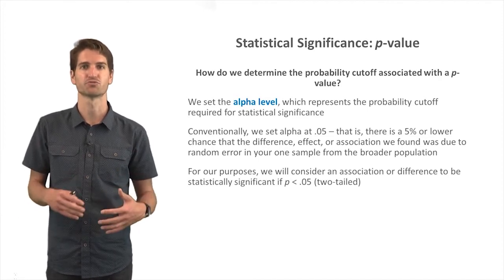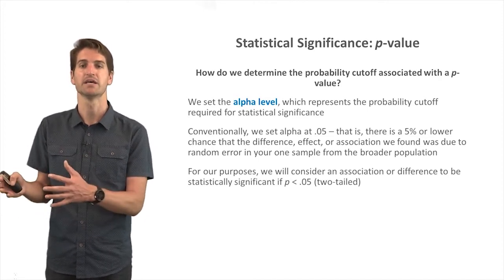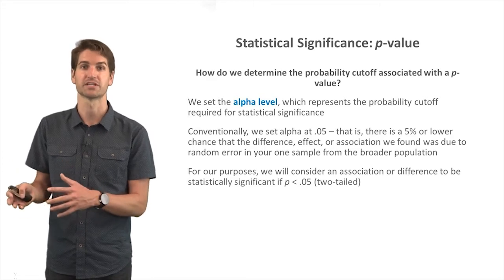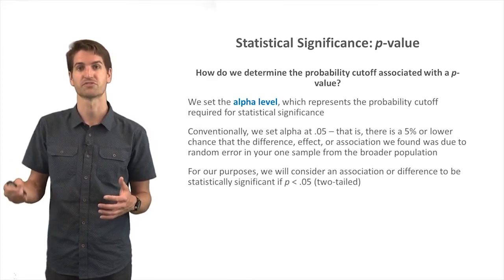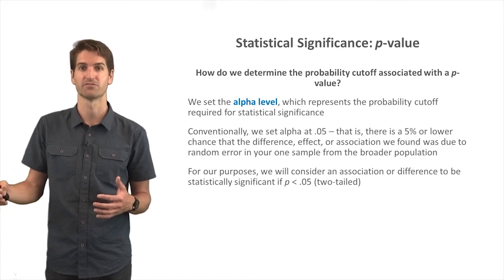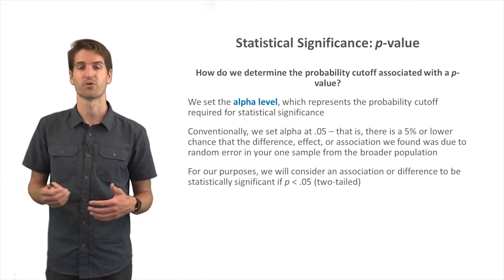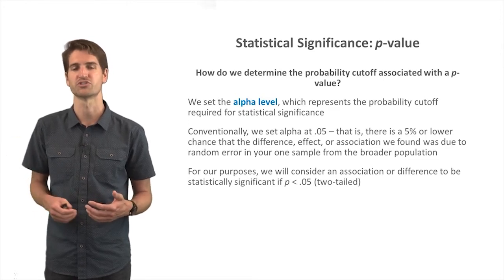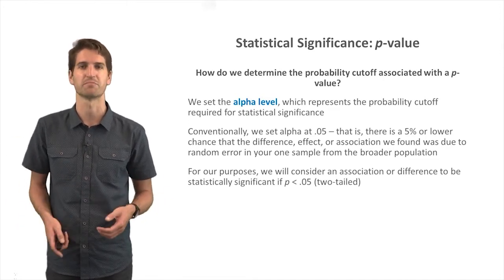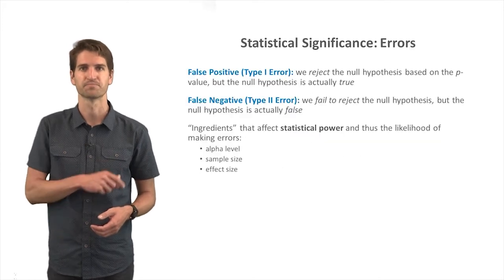For our purposes, we will consider the association or difference to be statistically significant if that alpha level is set to 0.05. In other words, if the p-value is less than that alpha level of 0.05, we're going to conclude that that finding is statistically significant, or in other words, that we would reject the null hypothesis, whatever that might be in that particular context.